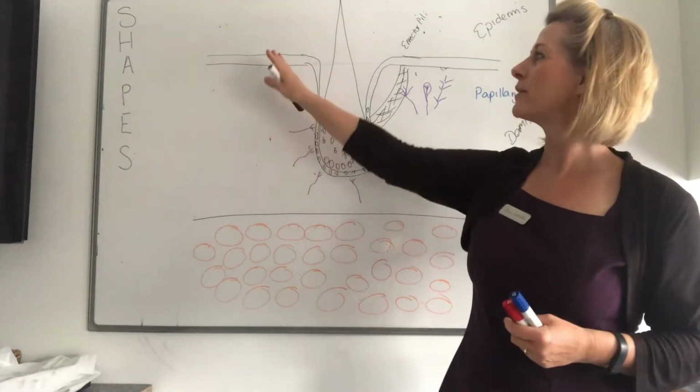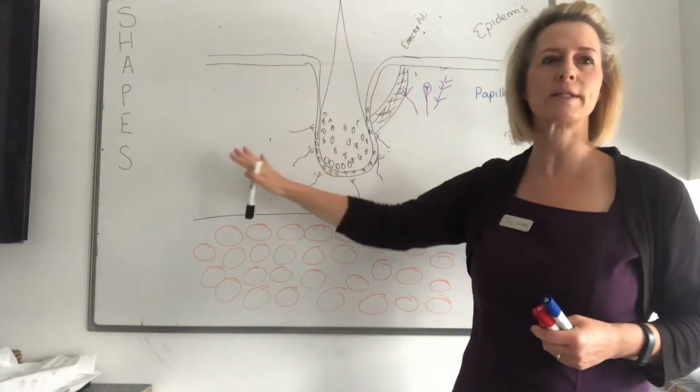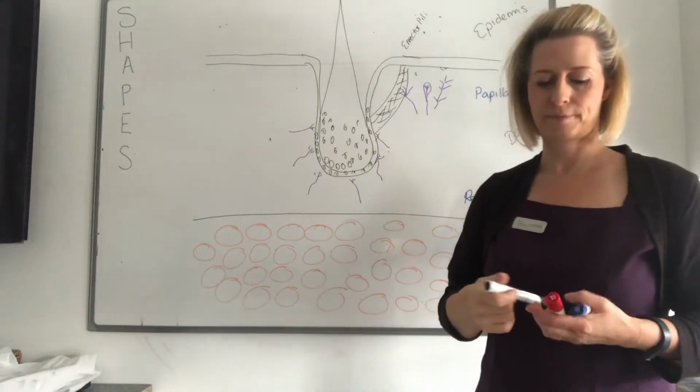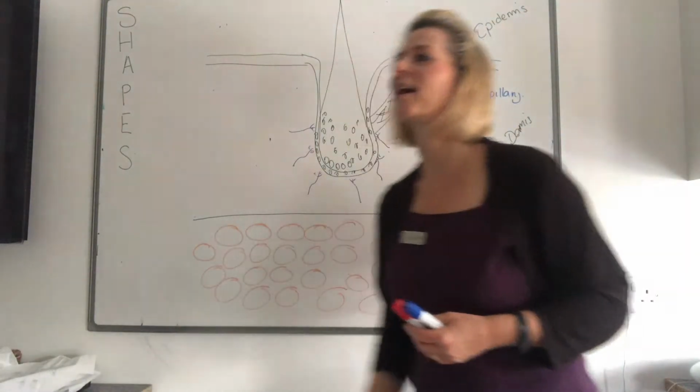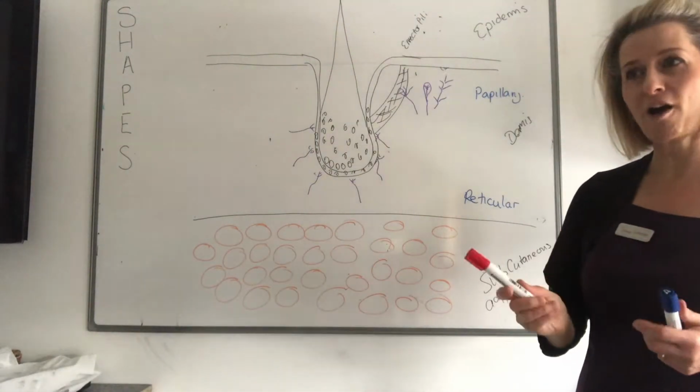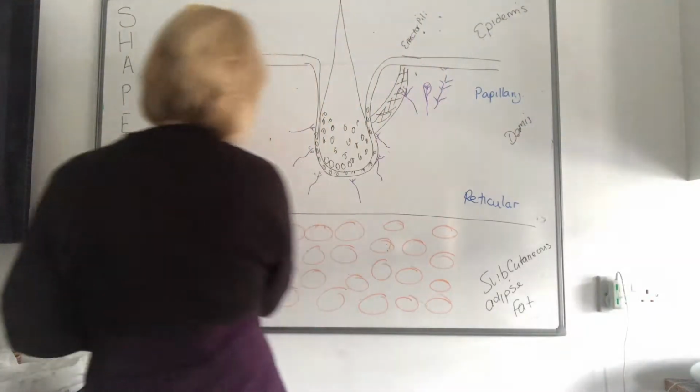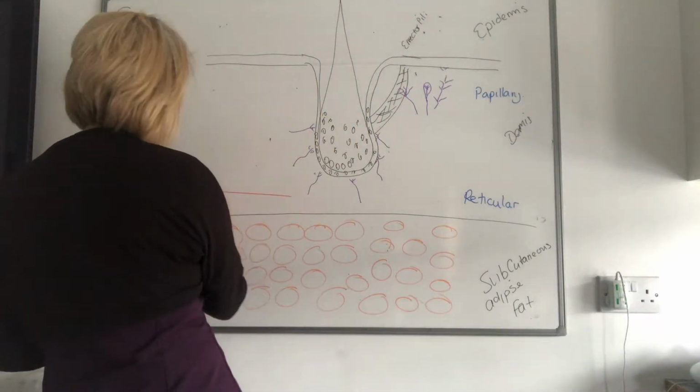So, do you think it's in the papillary or the reticular layer? I think it's in the reticular, in particular. That's where all the arteries will be. Okay, all the veins and arteries. So let's draw in a nice little artery along here.